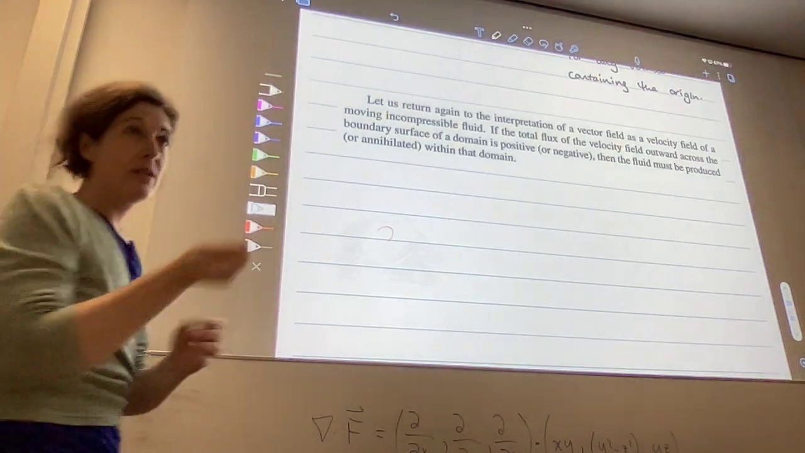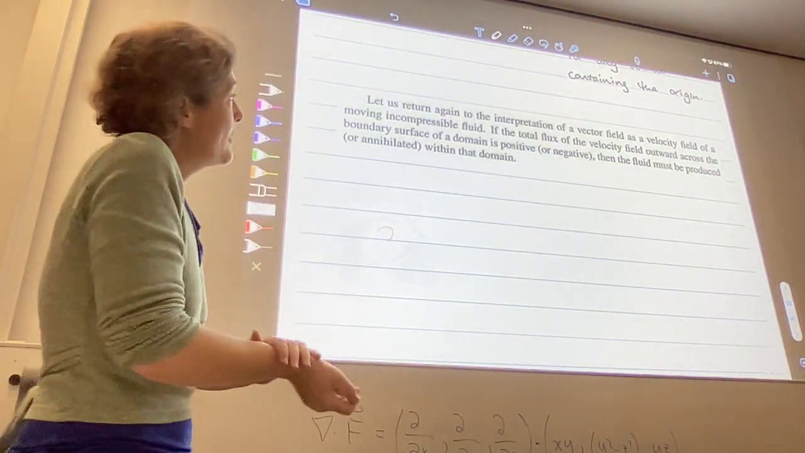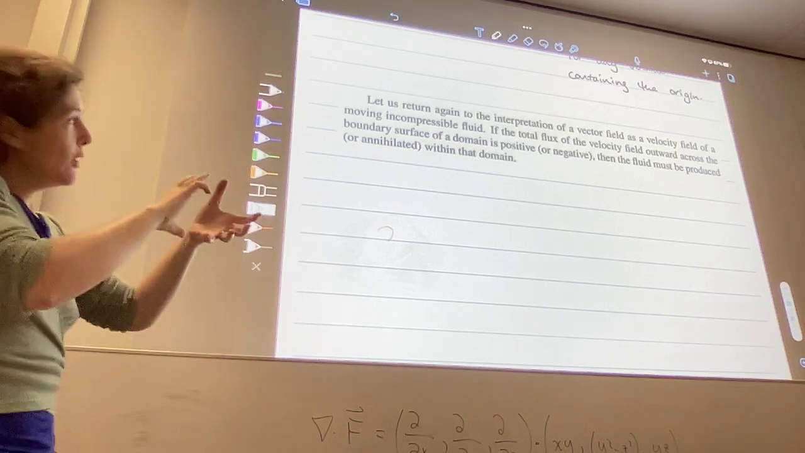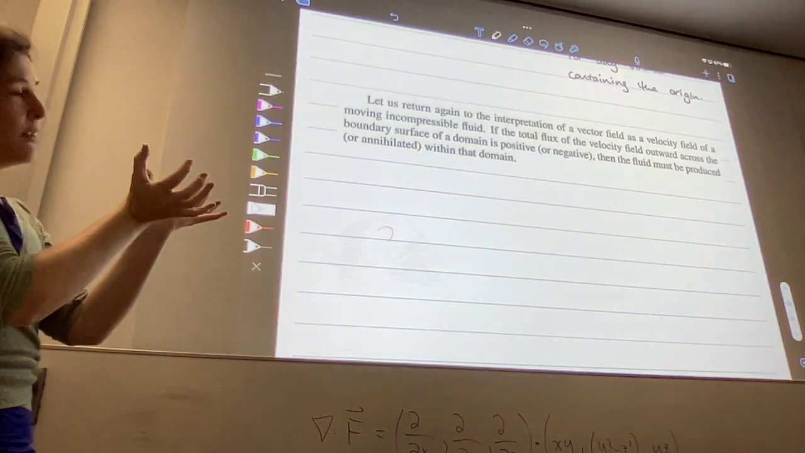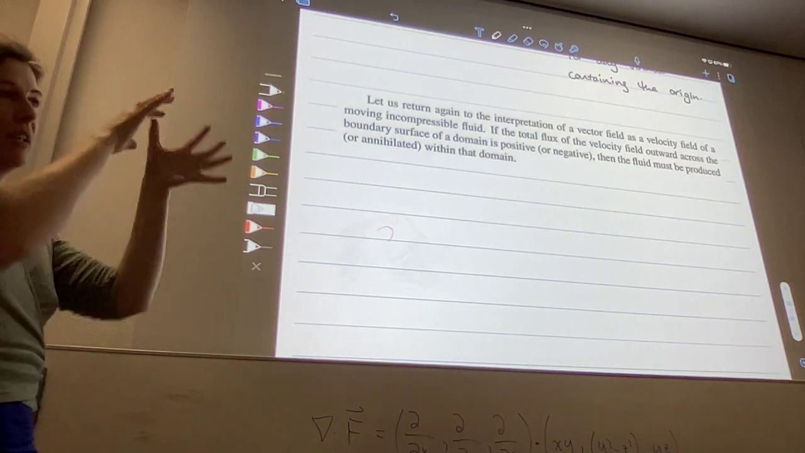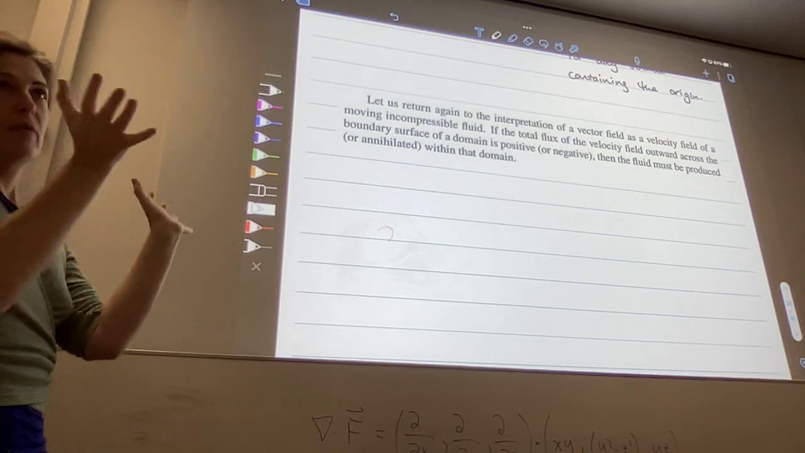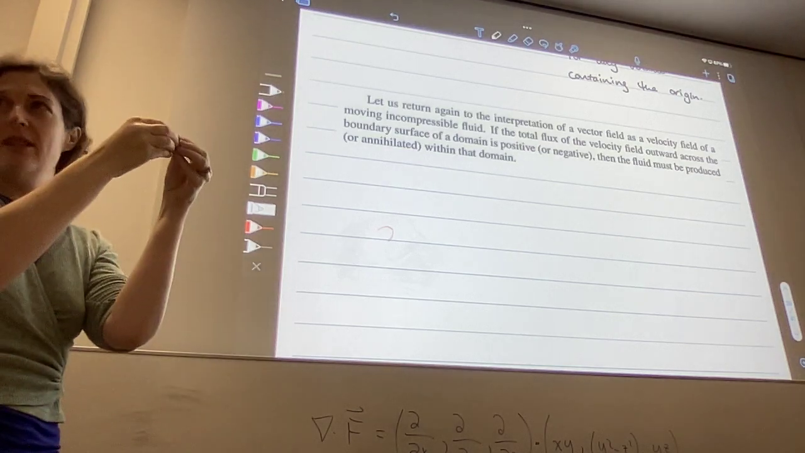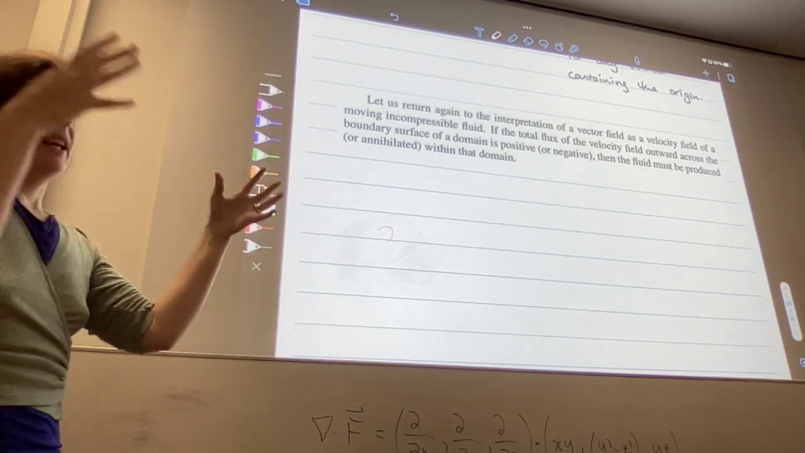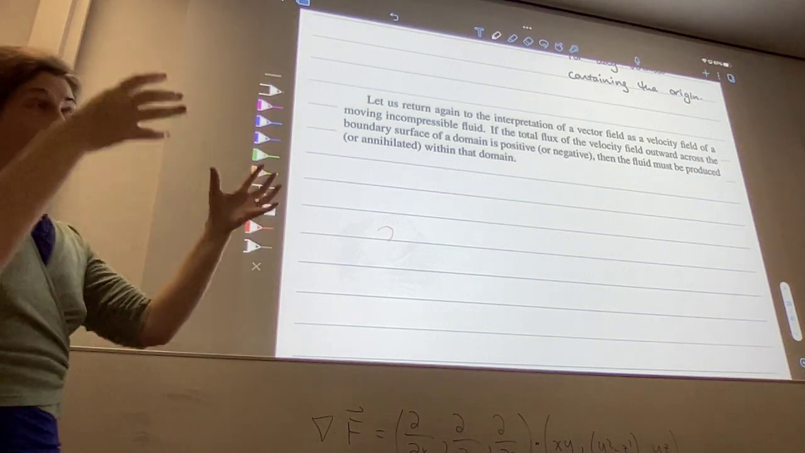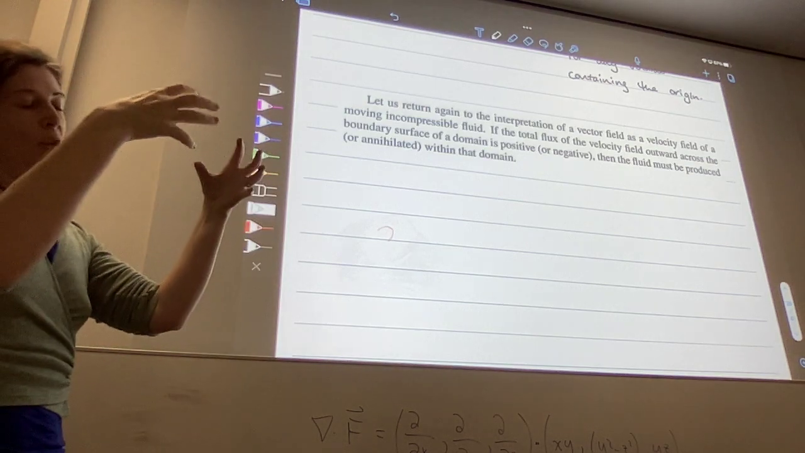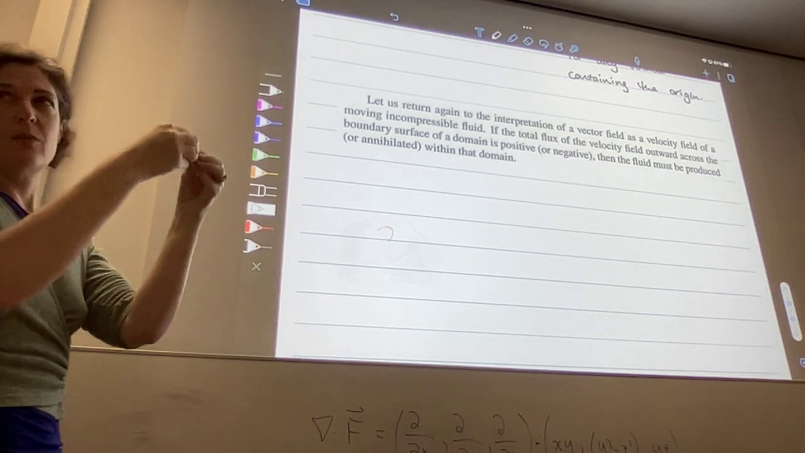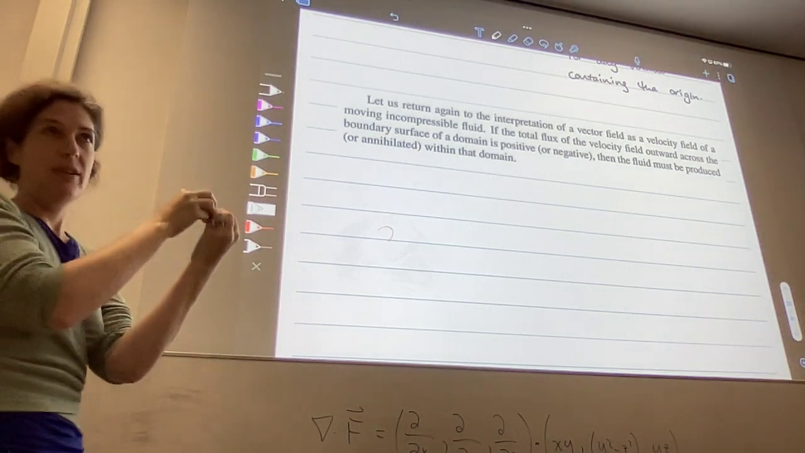And this gets used in, for example, fluid mechanics. If you look at the velocity field outward across a boundary surface, and the net effect is that stuff is moving out, it means stuff must be being created inside. Similarly, if overall you look at a boundary surface and the divergence is negative, it means stuff is being annihilated inside or disappearing inside.